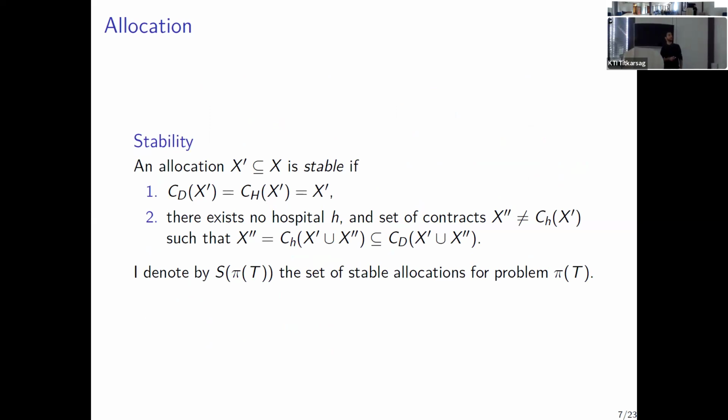So meaning that among this set, there are no doctors nor hospitals that have an incentive to reject a contract, meaning that it is individually rational, all the contracts are acceptable for agents. And the second point is that there is no hospital that is concerned by another allocation X double prime that will block allocation X prime. This is a bit tricky here with the choice function, but it's just blocking allocation. And I define the set of stable allocations for problem pi t by S pi t.